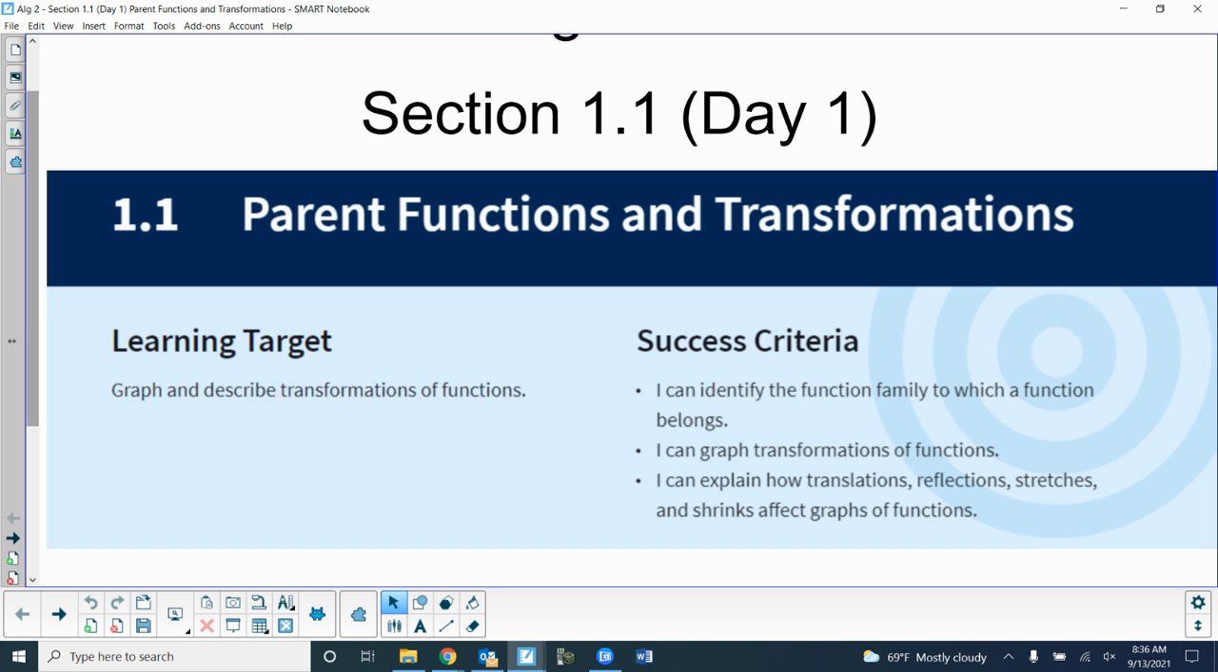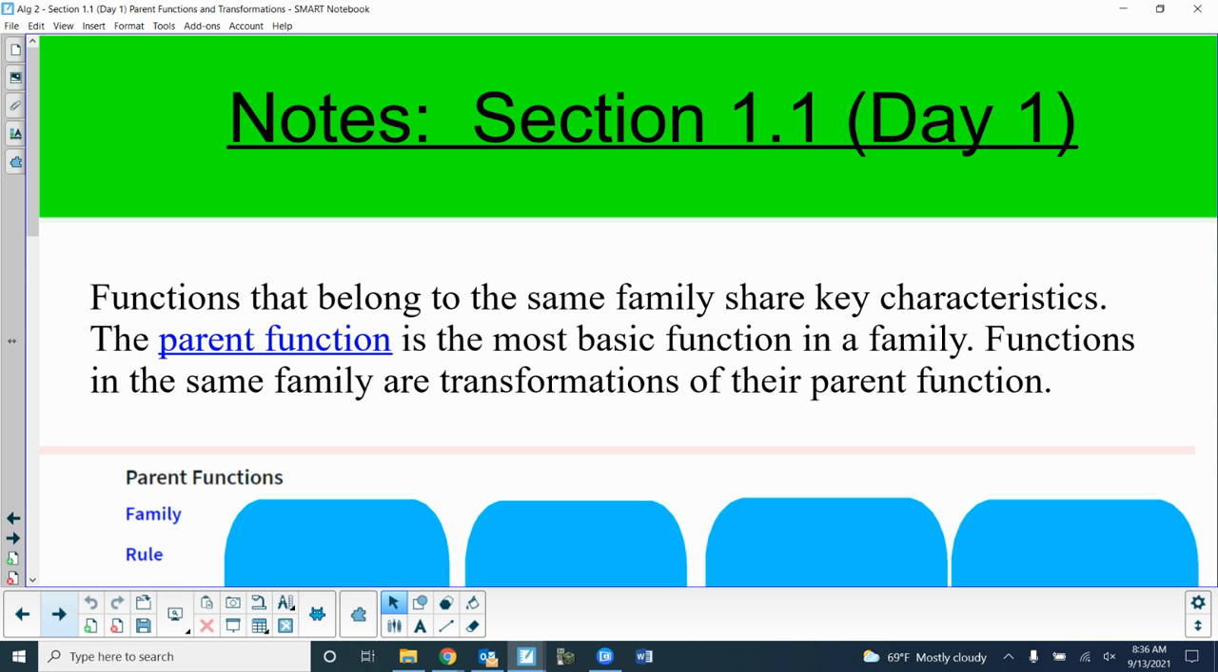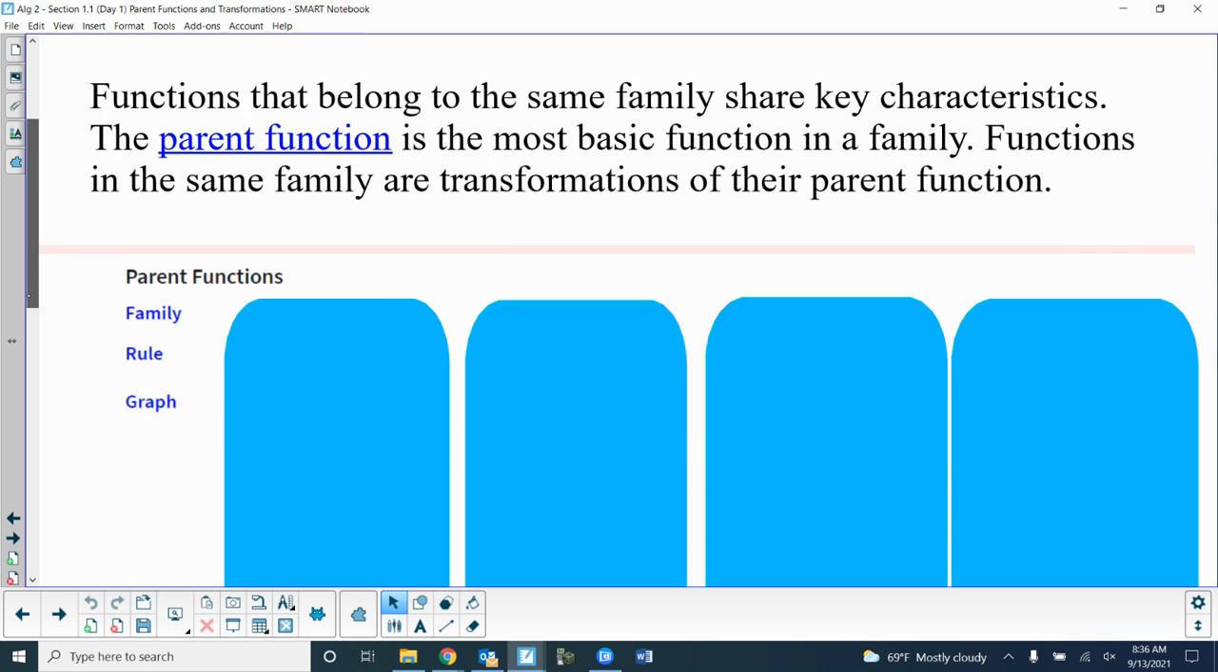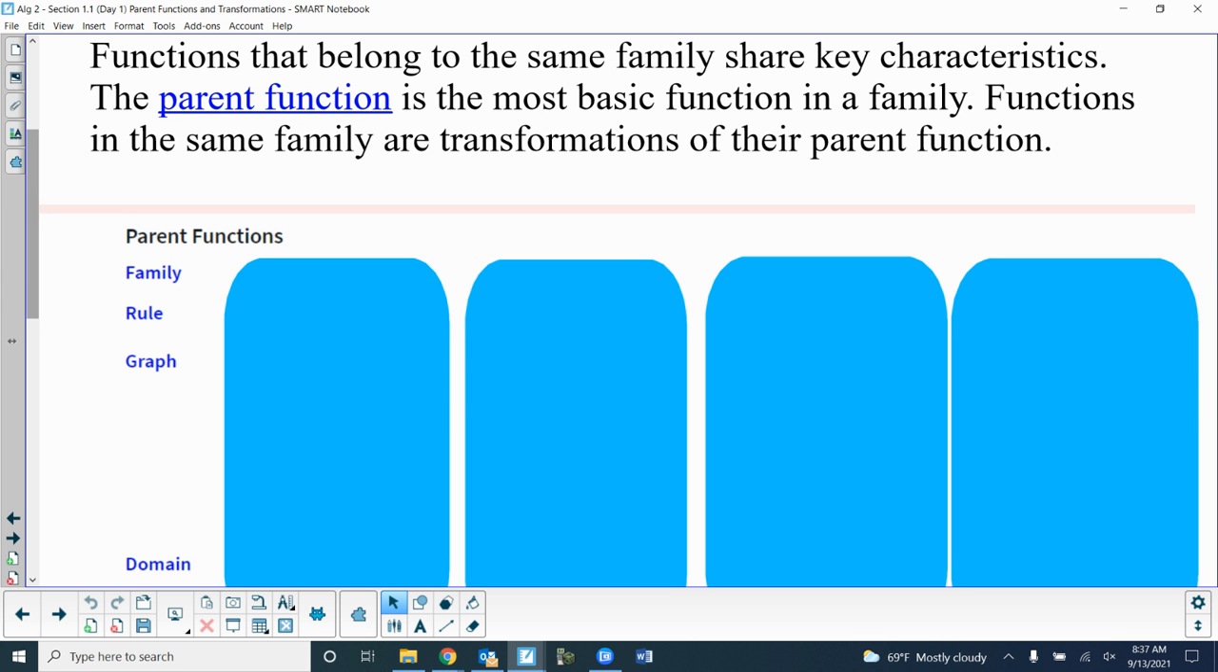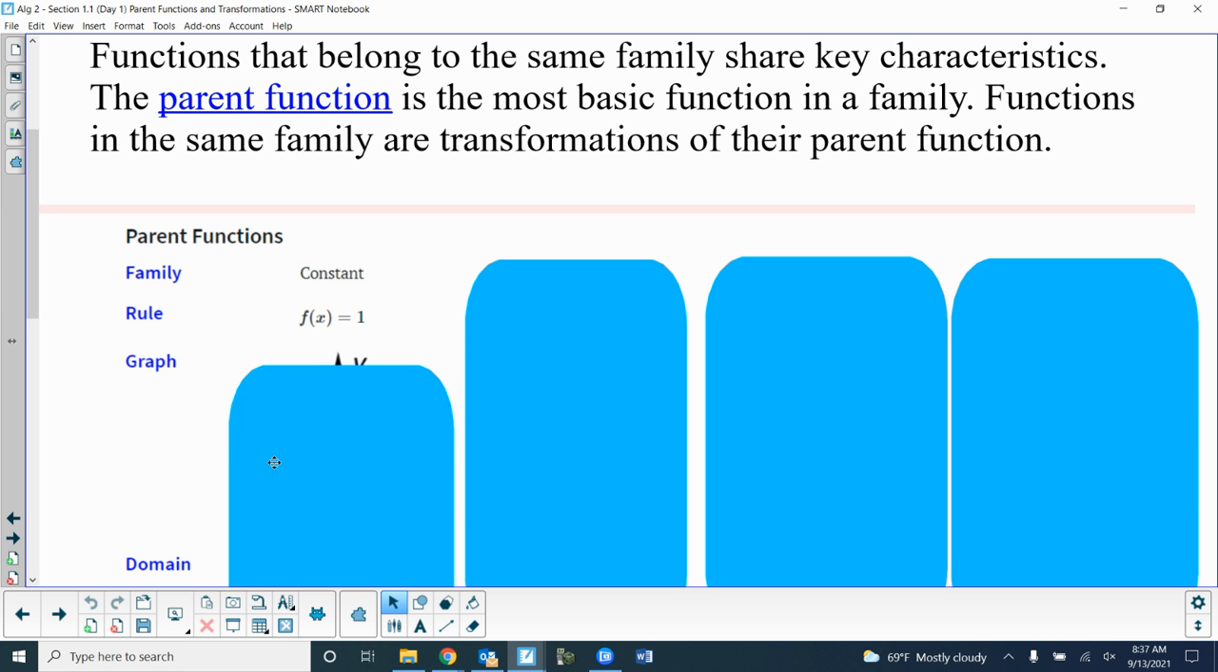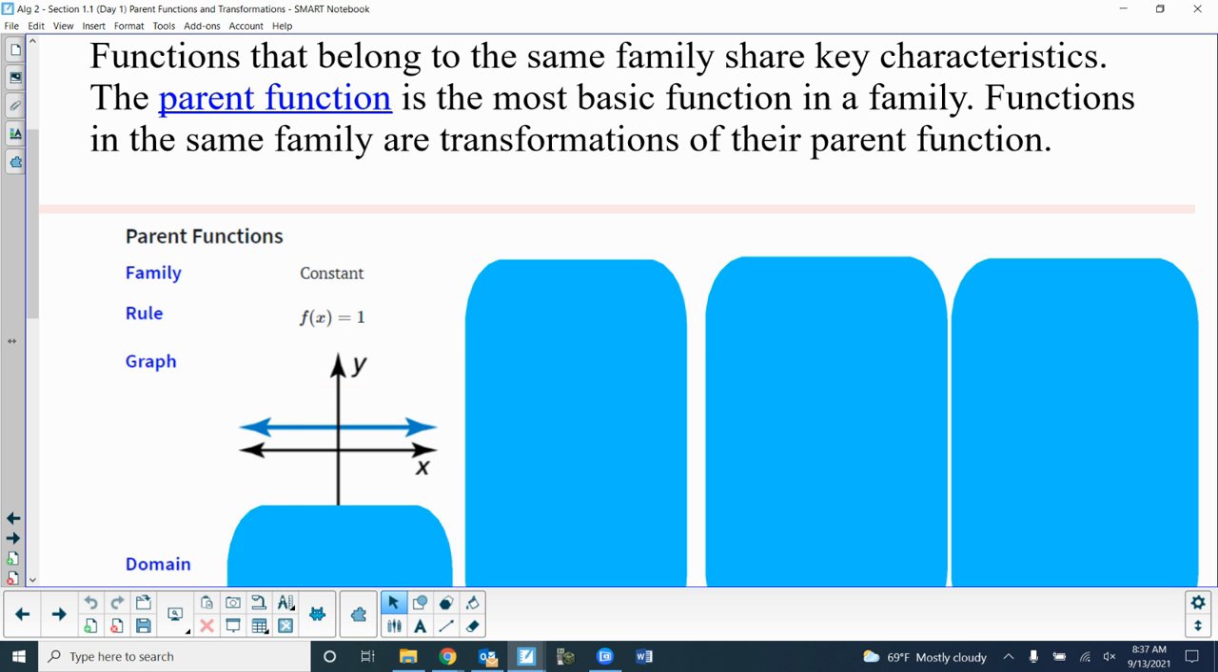And then we didn't really get to the stretches and shrinks too much. We got to the reflections and then we kind of ran out of time. So I want to just kind of make sure we get through that. So just a quick review of our families here. Okay, maybe.